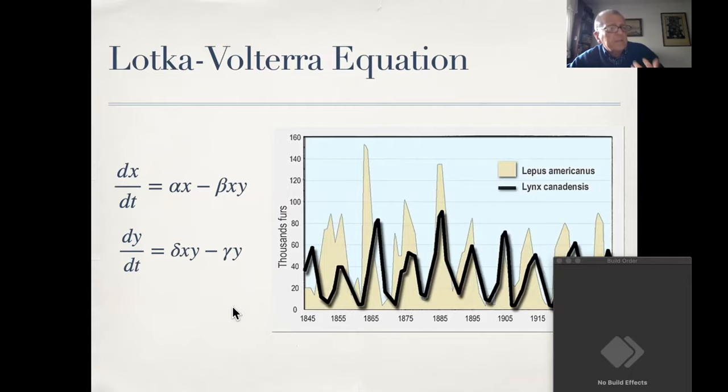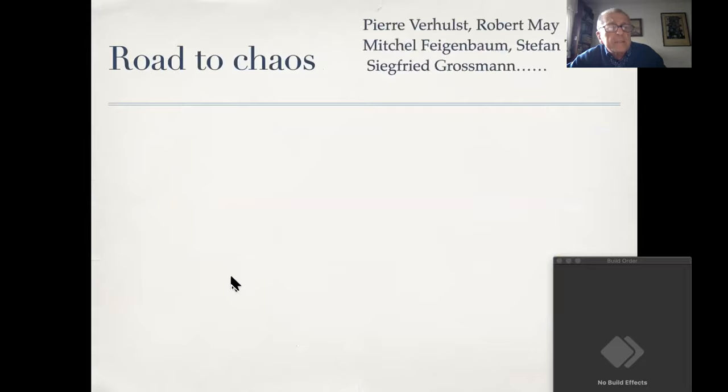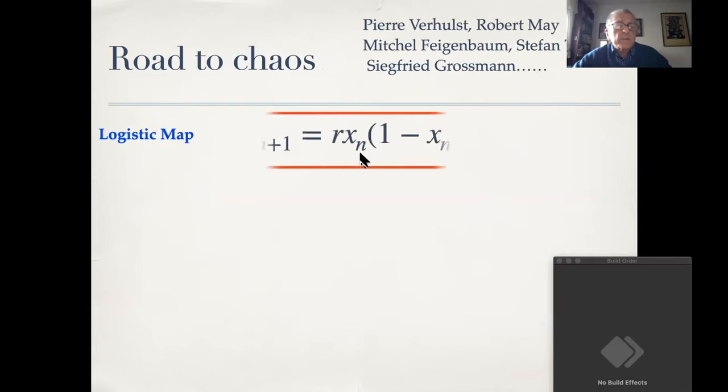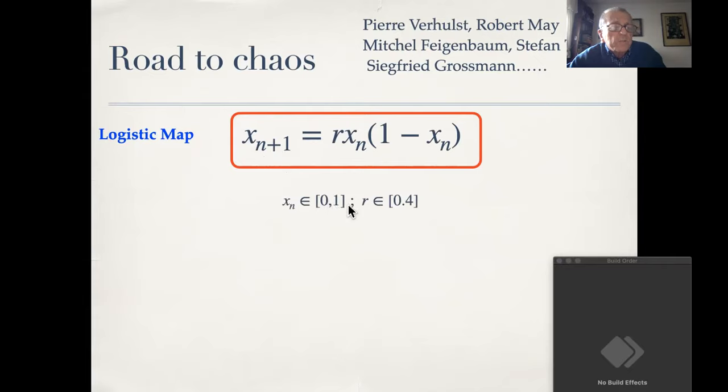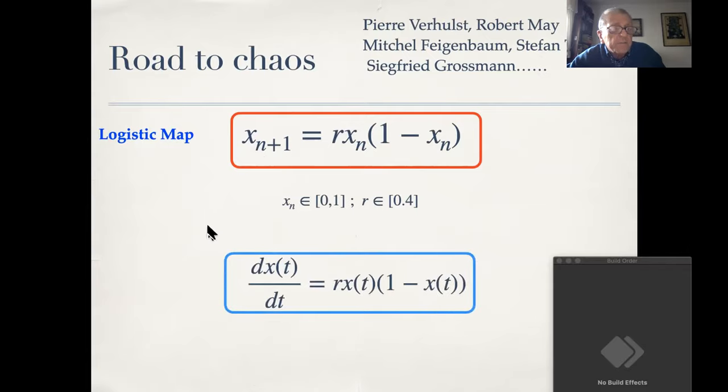And that is what Lotka and Volterra described. But then Robert May, Michael Feigenbaum, Stefan Thome, and Siegfried Grossman observed that the Verhulst equation is a peculiar equation: when you forget about the mathematics, and instead of writing a differential equation you discretize it, and you say that the population at state number n plus one, the next generation, is related to the current generation by the following expression. The population changes from zero to one, and the coefficient r might change from zero to four. That is a discretized version of the Verhulst equation, and that is what is called the logistic map.